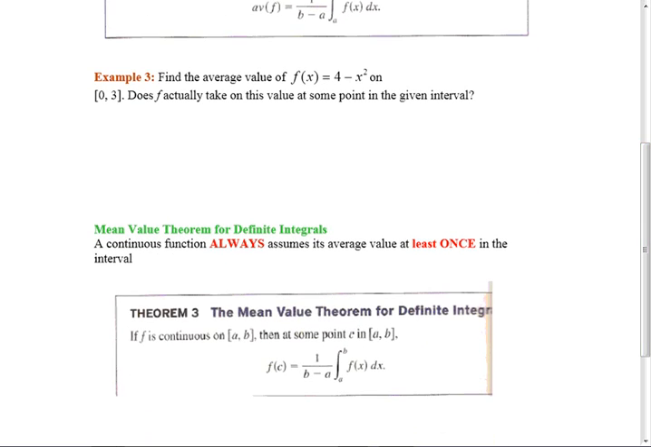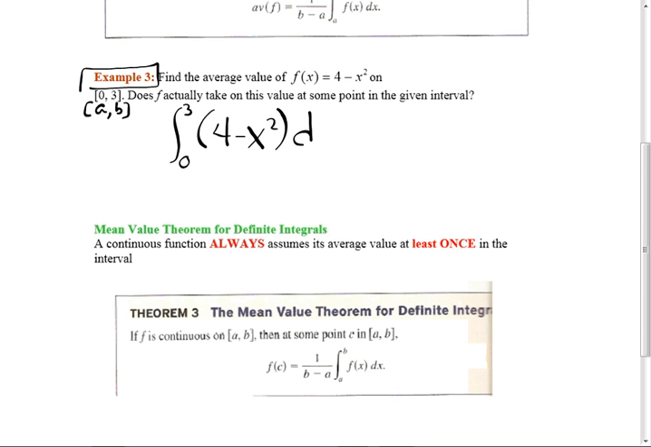It says, find the average value of f of x. Well, how do you find the average value of a function? You integrate it from a to b. A is 0, b is 3, right? So we're going to integrate from 0 to 3 of this function, divided by the width of the interval. So when they ask you for the average value of a function, you're just going to integrate, but you're going to divide by how wide it is. That's a simple way to think about it.